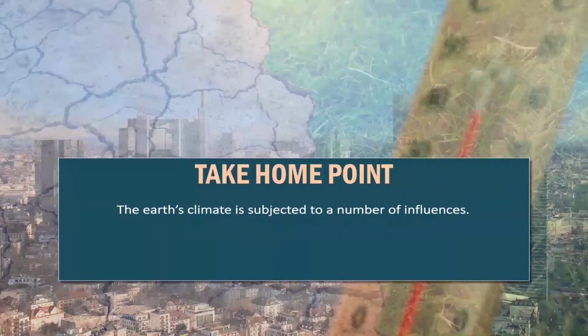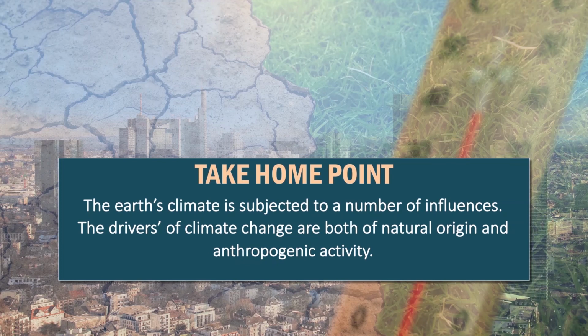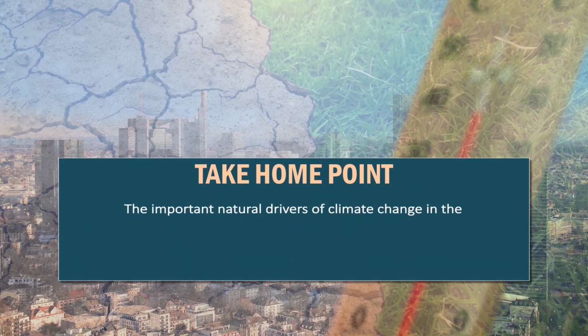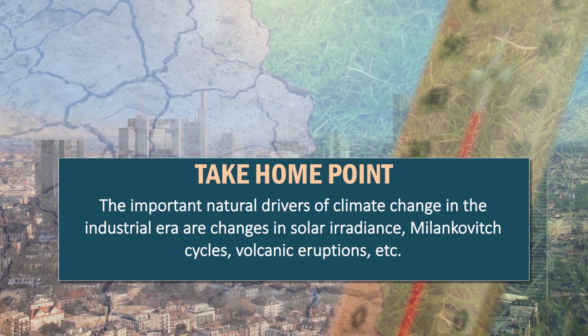At any given point of time, the Earth's climate is subjected to a number of influences. The drivers of climate change are both of natural origin and also anthropogenic activity. The important natural drivers that we have discussed are solar irradiance, the Milankovitch cycle, orbital variations, tectonic processes and volcanic eruptions, which are very natural processes. As regards the anthropogenic drivers, we have seen mainly the changing atmospheric greenhouse gas composition, atmospheric chemistry, and also land use changes and aerosol loading.